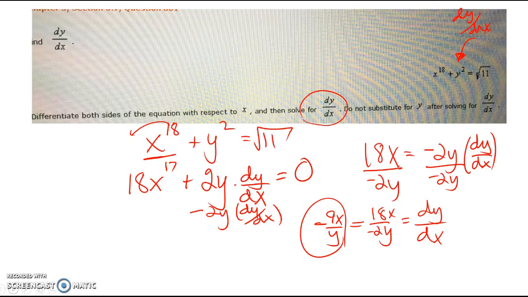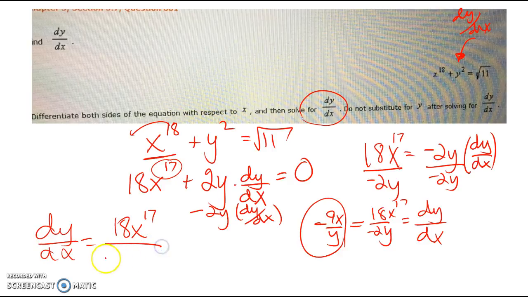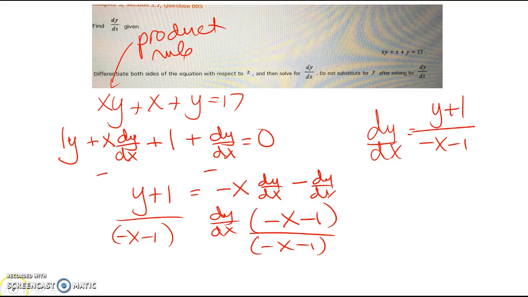Oh, notice what I missed here. I missed carrying this along, didn't I? So there's the 17. So really, if I rewrite this answer, dy/dx equals 18x to the 17th over negative 2y, which I can simplify to 9x to the 17th over negative y. Don't forget to carry that 17 along. Right, this one, I want to make sure I get to the same answer on my sheet. That's it, y plus 1 over negative 1, negative x minus 1.